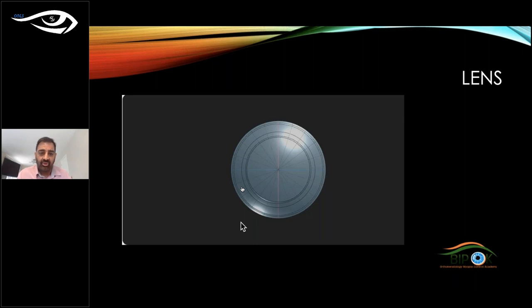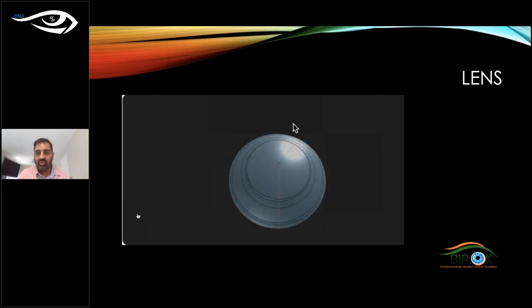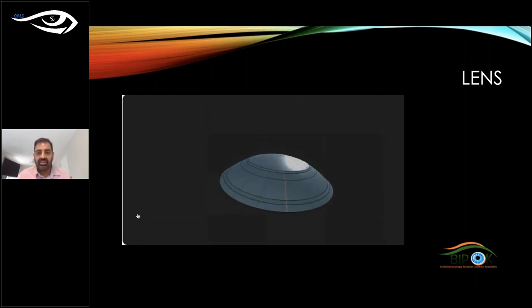This is how the lens would look. Again, I'm just showing you what a lens is. Again, this is all on the software. This is telling you in 3D actually what the lens will look like.